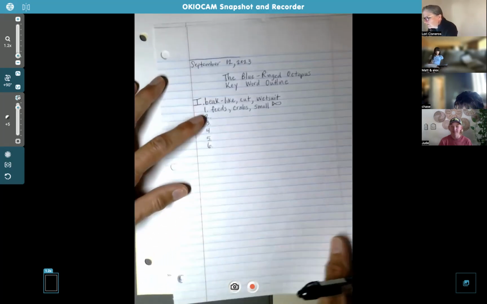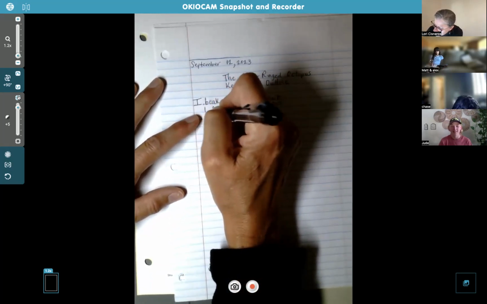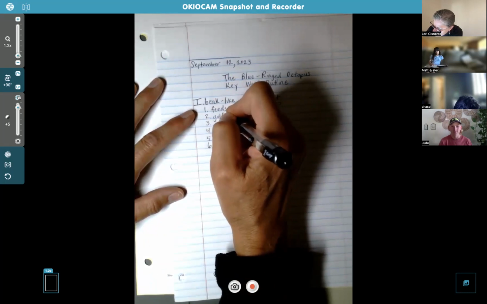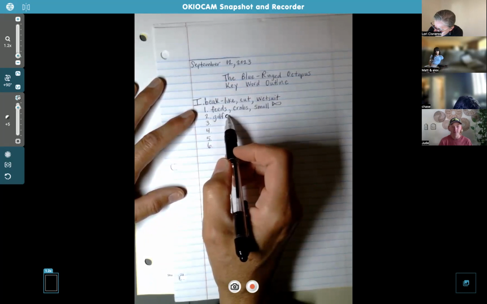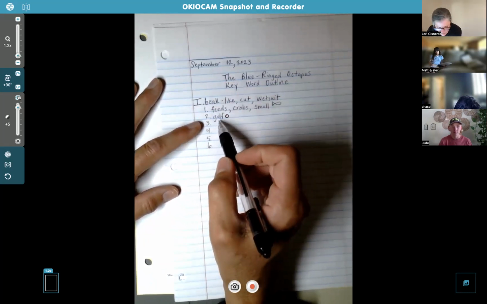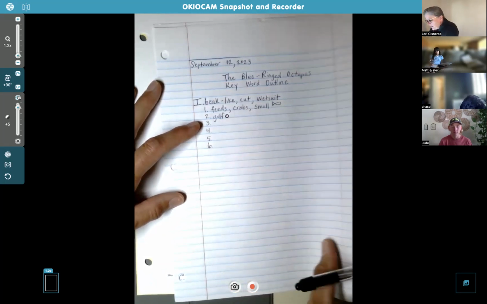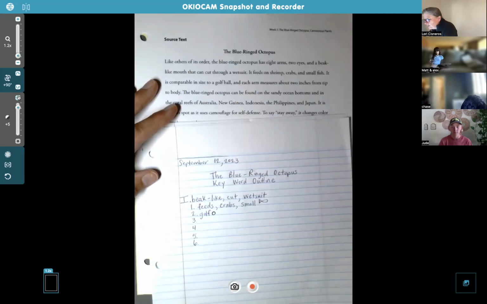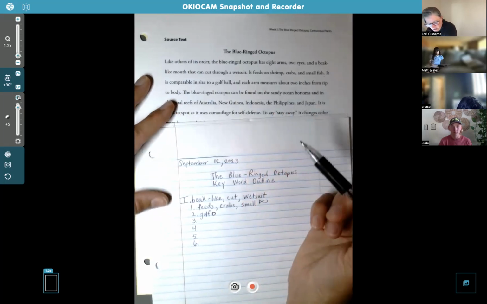So here on number 2, let's put the word golf. And then what I'm going to do is draw a little ball, even though it kind of looks like an O, but I kind of made it darker so it looks like a ball as a symbol. So I can remember it's golf ball size. And then it talked about the arms measuring about 2 inches from tip to body.